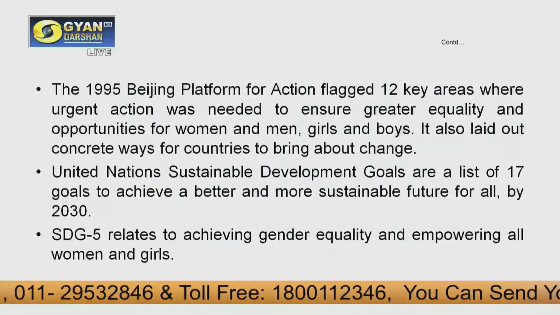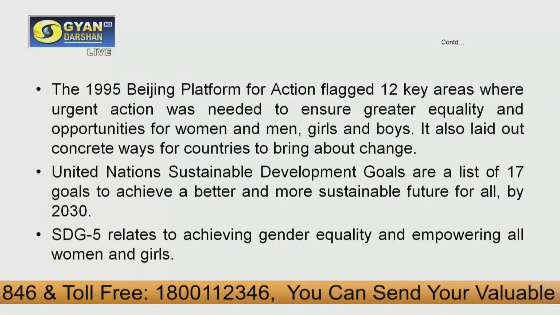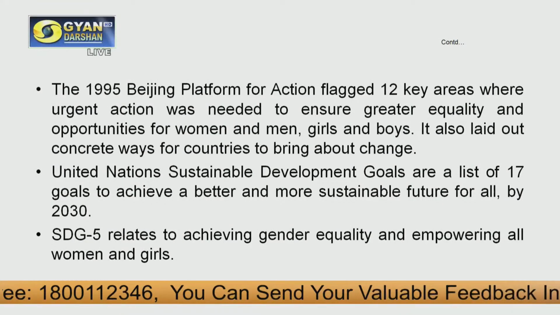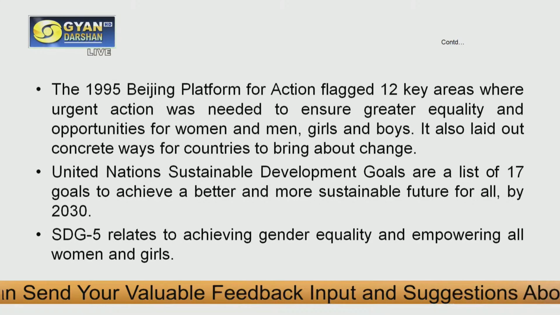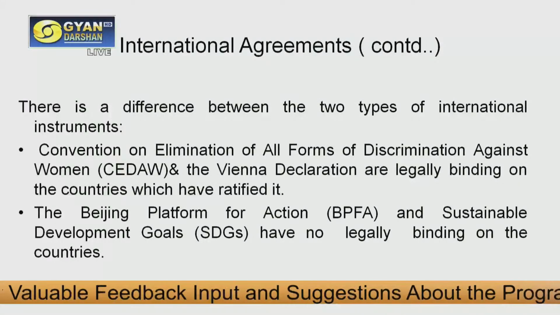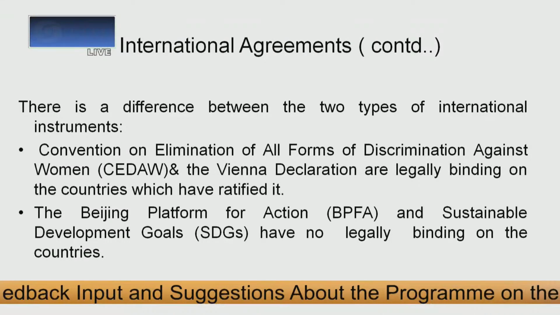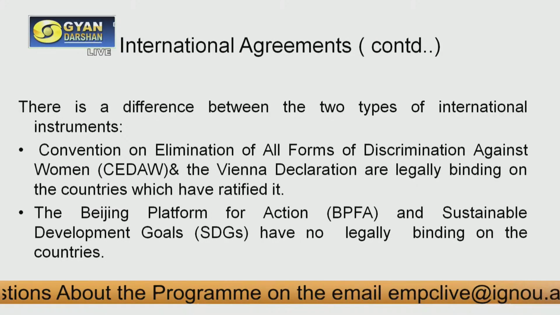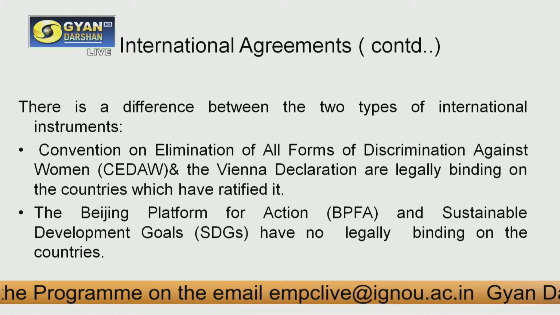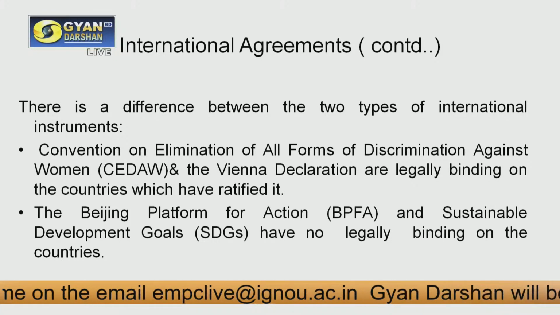The SDG has listed 17 goals to achieve a better and more sustainable future for all by 2030. Specifically, SDG 5 relates to achieving gender equality and empowering all women and girls. And we can talk more about the international agreements. After discussing international agreements, let us discuss the efforts taken at the national level.